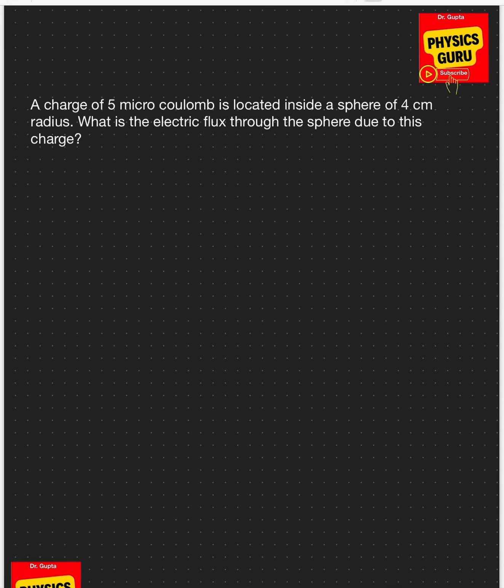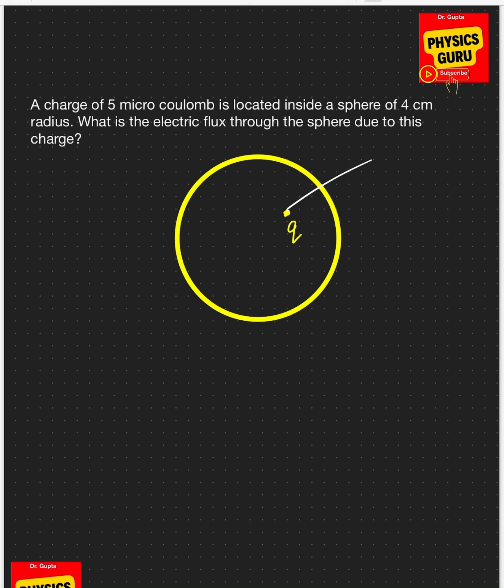And now we have a 5 microcoulomb charge located inside a sphere. So let's call this a sphere. And then the charge is located here. Let's call that charge Q. And then what you have to find out is the electric flux due to this charge. So if you look at the electric field, if it is a positive charge, it will be radiated away. So all you have to use is the Gauss law.